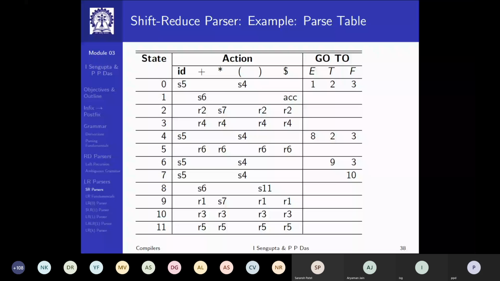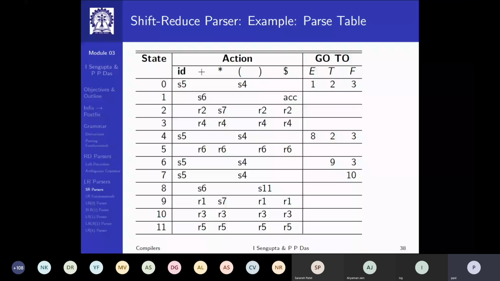The second is called the reduce action, R. Mind you, we are talking about bottom-up parsing. So we are talking about starting from the final sentence and coming back in the reverse order to the start symbol. In every sentential form, we need to identify the right-hand side of a production that we reduce by the corresponding left-hand side non-terminal, to get to the previous sentential form.